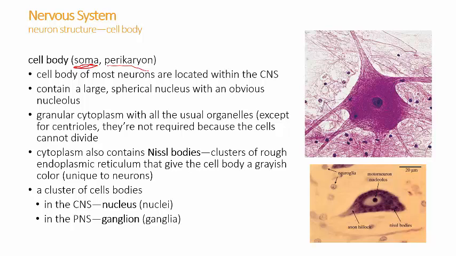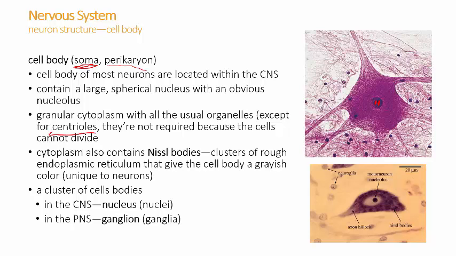They contain a single large spherical nucleus. And inside the nucleus are very obvious nucleoli. There may be multiple nucleoli. Here in this one, we can see the nucleus here with its very dark staining nucleolus. They have a very granular cytoplasm with all the usual organelles, with the exception of centrioles.